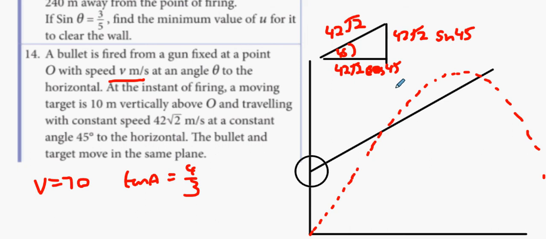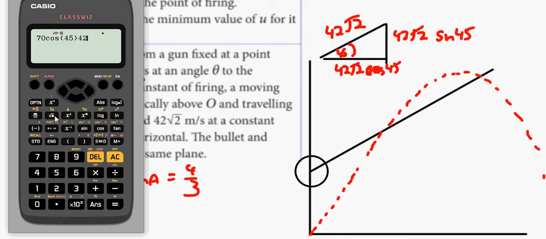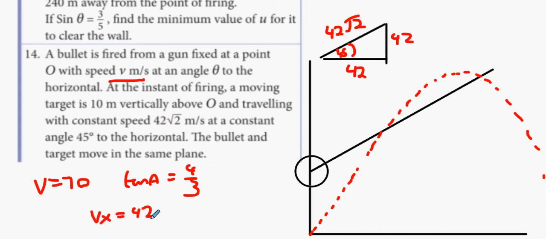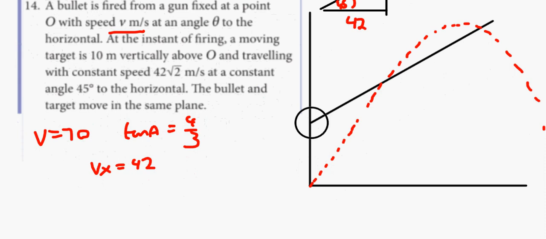Now what's 42 root 2 cos 45? Just 42, isn't it? And then the other one's also 42 as well. So that's handy to know. Now what does that mean about the bullet relative to the target? The bullet has to match it with a Vx of 42 has to happen. Okay? And the reason why the Vx of 42 has to happen is the same reason.